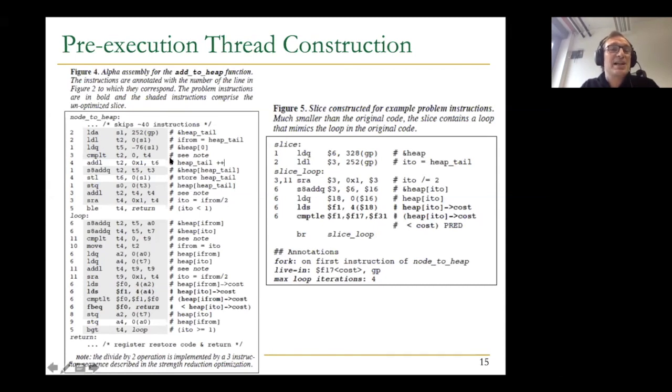So for those problem instructions, you can see this is the Alpha assembly for the add to heap function, and the instructions that are problematic are annotated. These are the bold instructions. This is the branch instruction that's problematic. This is the load instruction that keeps missing. Now, I think the shaded instructions comprise an unoptimized slice. What does this mean? Basically, the shaded instructions are the instructions that you need to execute without optimization to actually calculate the data values that lead to these problem instructions, the branch and the load.